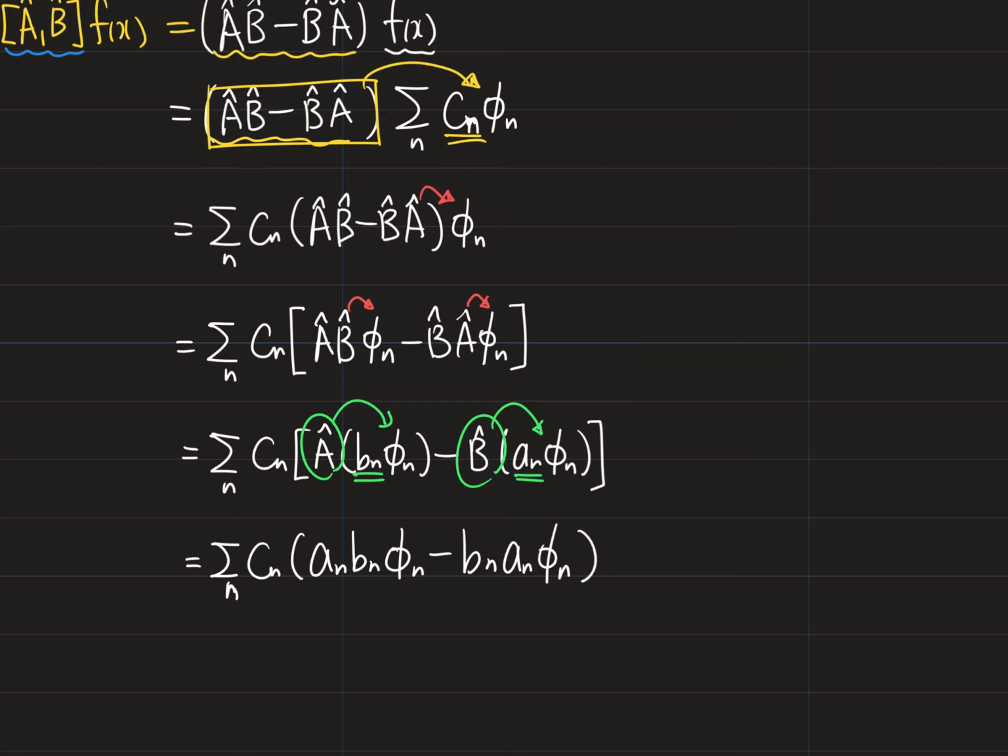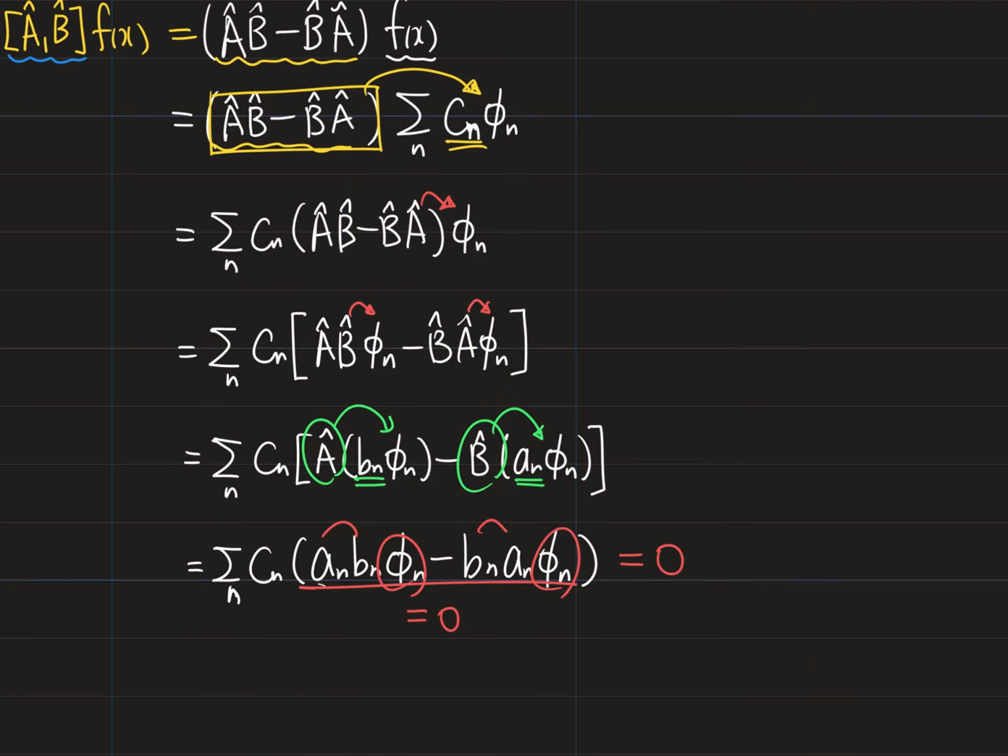So you will easily realize that this value in the parenthesis should be 0, right? Because the Pn is the common term, and an bn minus bn an should be exactly the same, right? The multiplication order is not really important for the constants. So this value is simply 0.